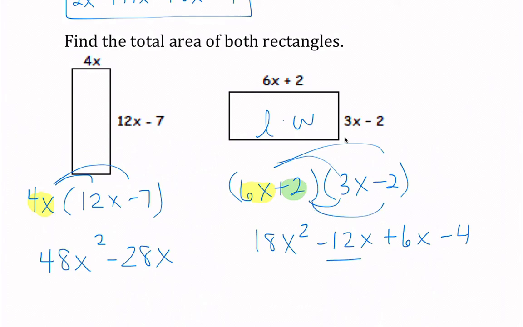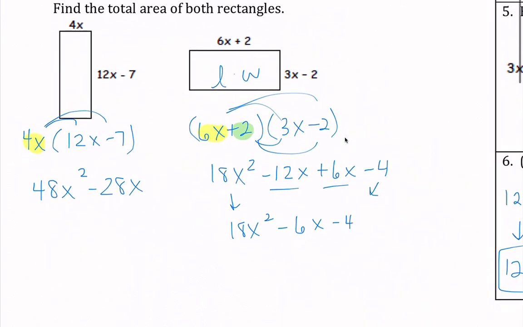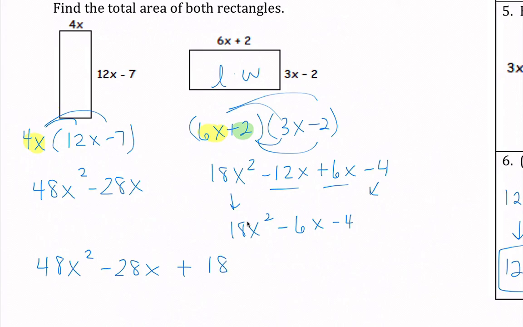Combine my like terms. My 18x squareds drop. Negative 12x plus 6x is going to give me a negative 6x. And my minus 4 drops. All right, awesome. So I found the area of each one. I am not done because I want to find the total area, so I need to add these two together. So I'm going to have 48x squared minus 28x add the area of the second rectangle.